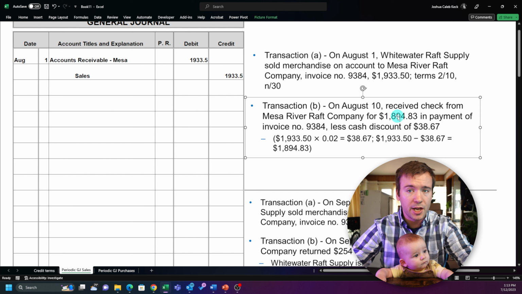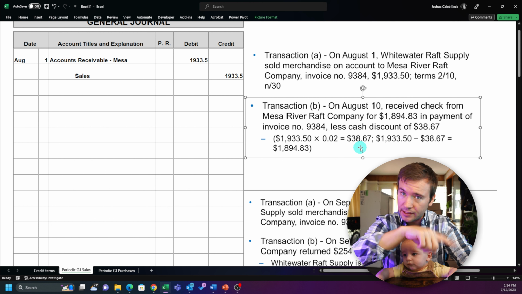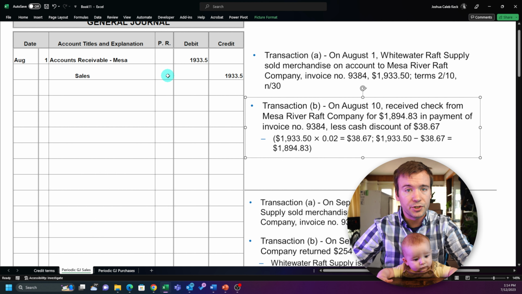We received the check, and it is for $1894.83 in payment of that invoice, less the cash discount of $38.67. So that cash discount is the $1933.50 times 2% equals that cash discount of $38.67. So we're not going to go through all the calculations on how to get to the cash discount. We did that in the last video. This one's just about journalizing it.